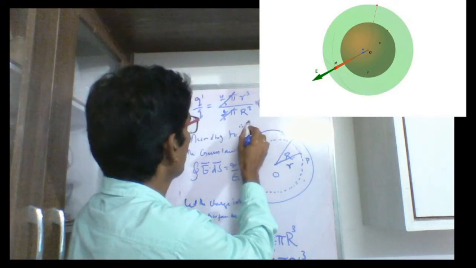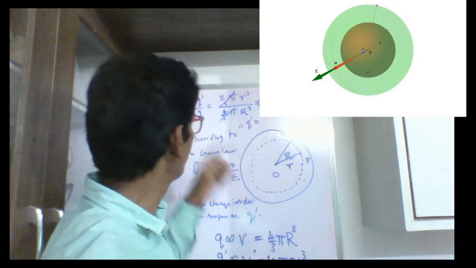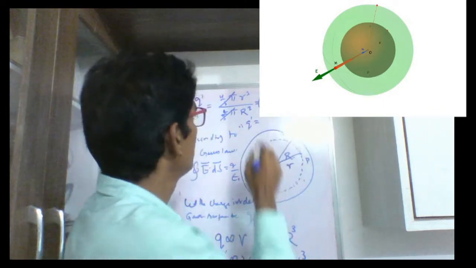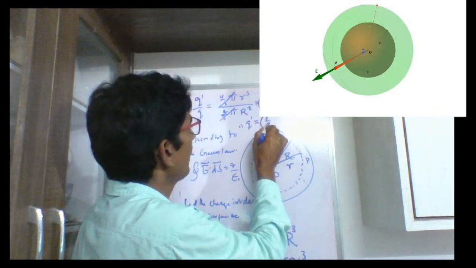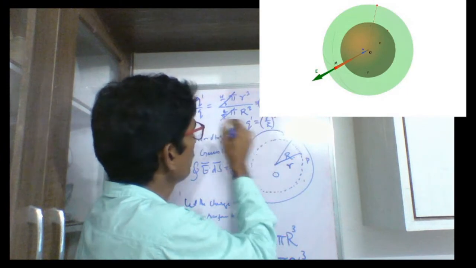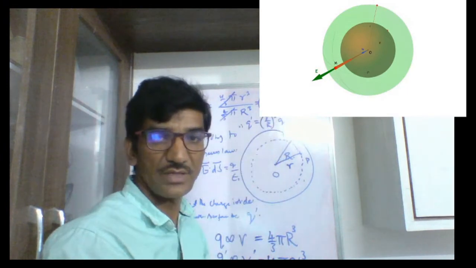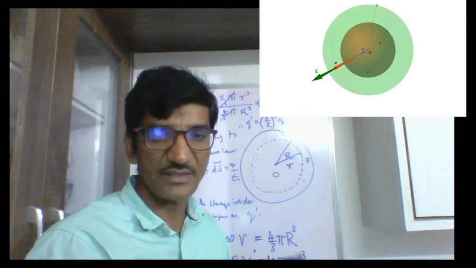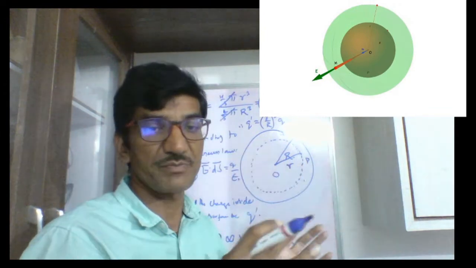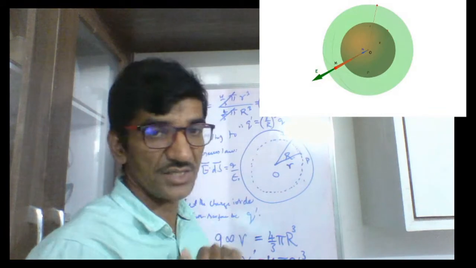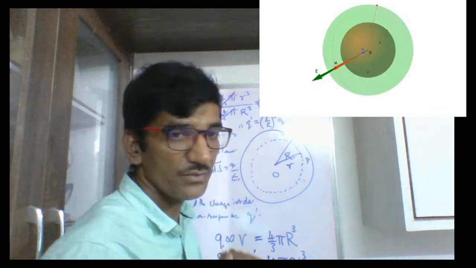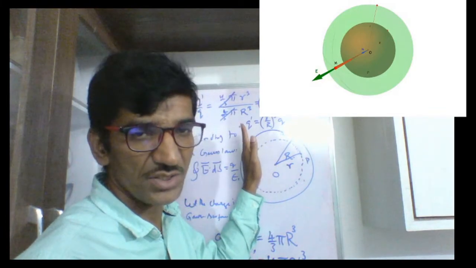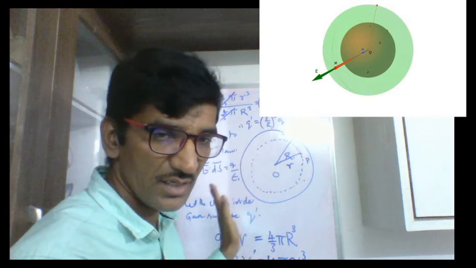So therefore, what is your proof for q prime? Bring this q to this side. Then this is r by R whole cube into q. Now we expressed the charge inside the small sphere in terms of the charge inside the big sphere. That is the known charge. This is the unknown charge. Now we found the unknown charge, which can be used in the Gauss law.